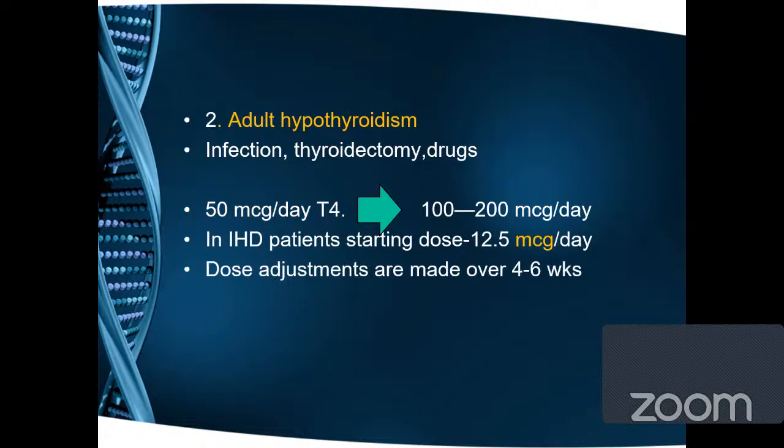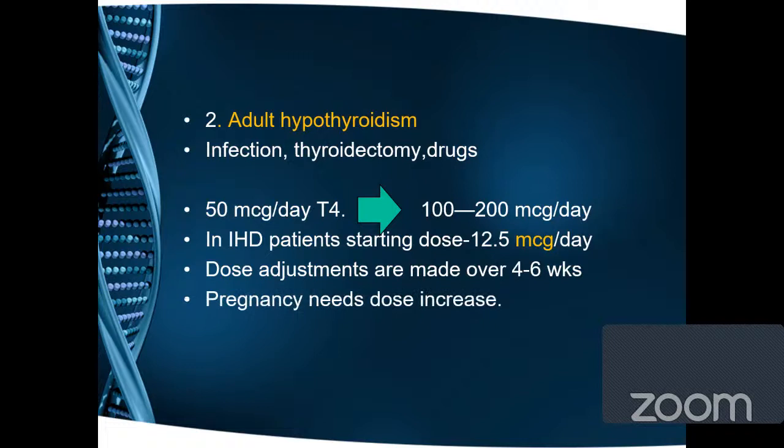After a period of 4 to 6 weeks, you repeat the thyroid function test, check the T4 levels and also the TSH levels. On that basis, you can increase the dose. You do this till the patient gets stabilized or achieves normal levels, and then you can repeat the thyroid function test every 6 monthly or yearly.